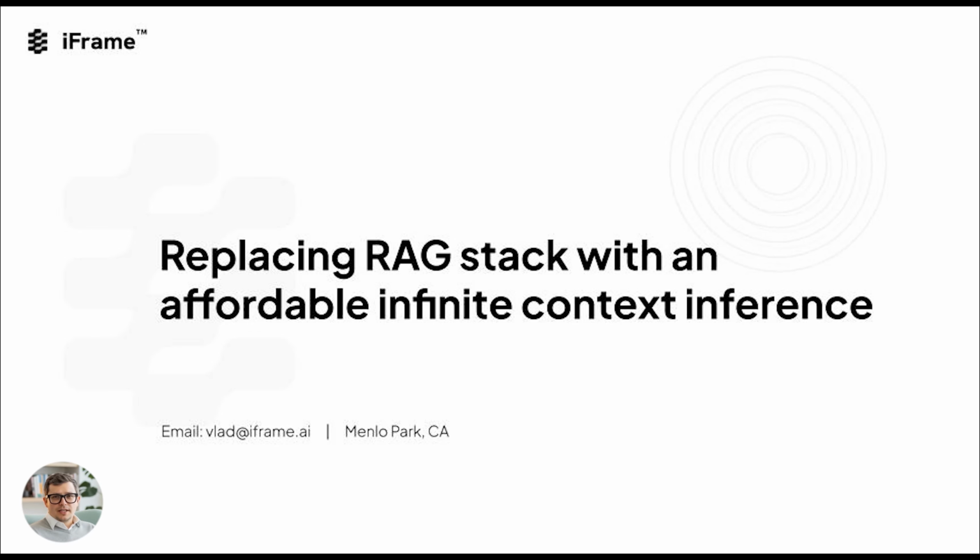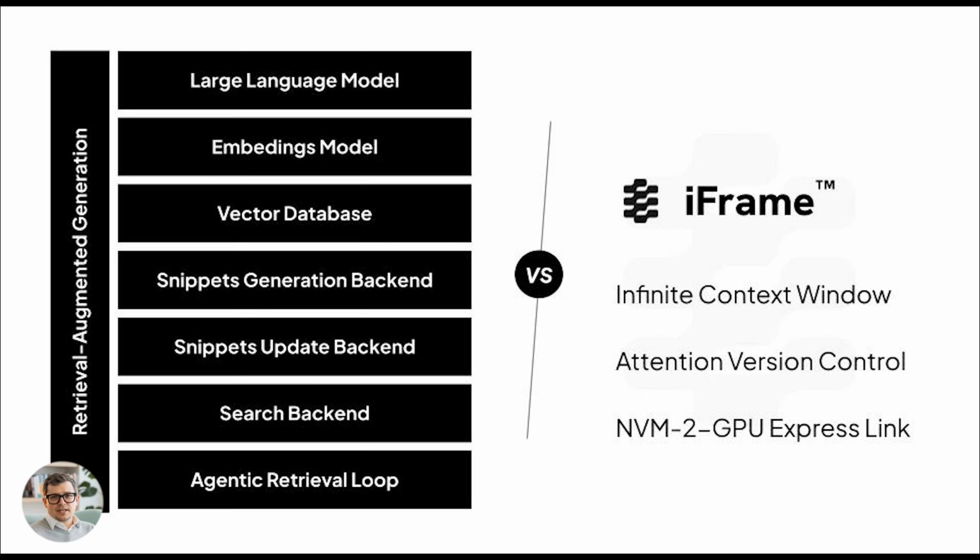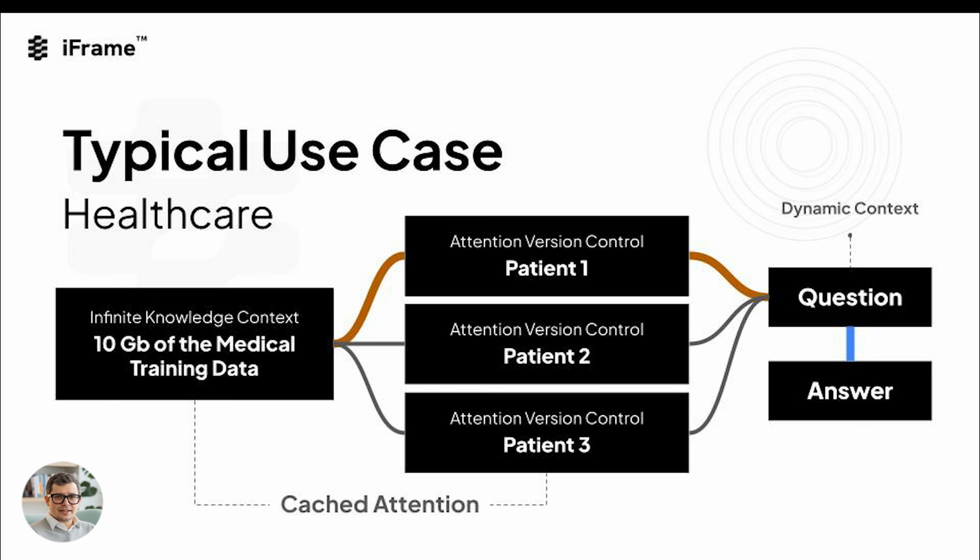iFrame replaces a complex retrieval augmented generation stack with infinite context window inference. Running on iFrame, models like Llama, Kimi, and DeepSeek process gigabytes of data in one pass, maintaining full context awareness. And our attention version control system ensures that you don't pay a fortune for just saying hi to the system prompted endpoint. Using non-volatile memory as a buffer for GPU enables billion token super prompts, unlocking over 95% savings in input tokens and follow-up queries.